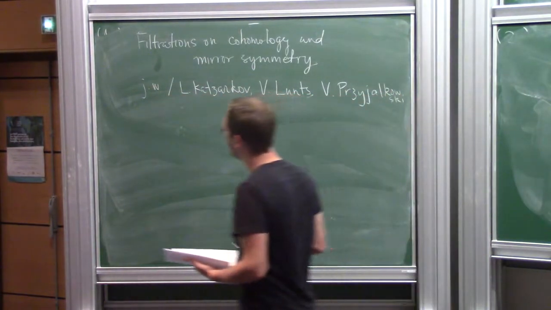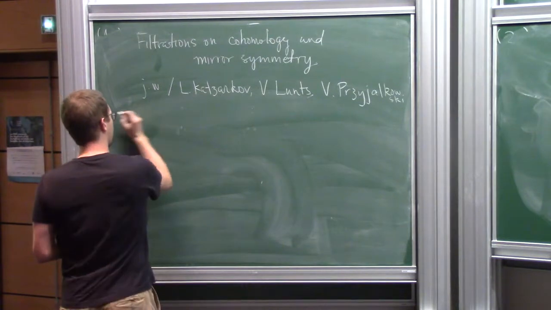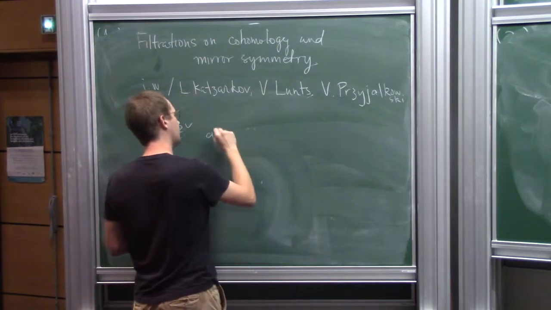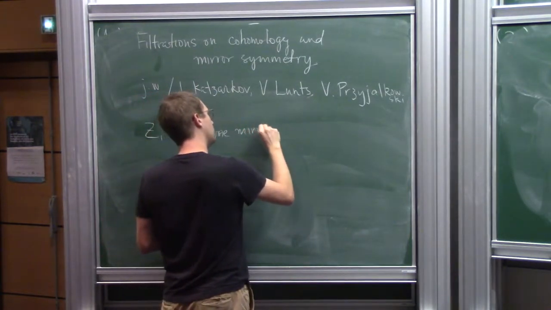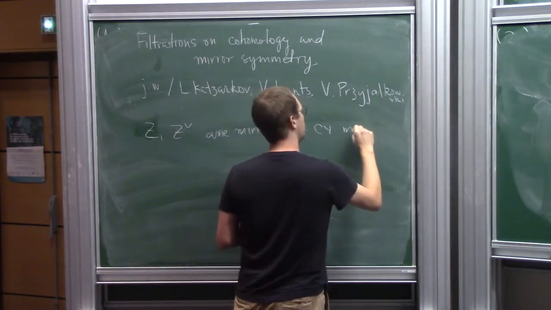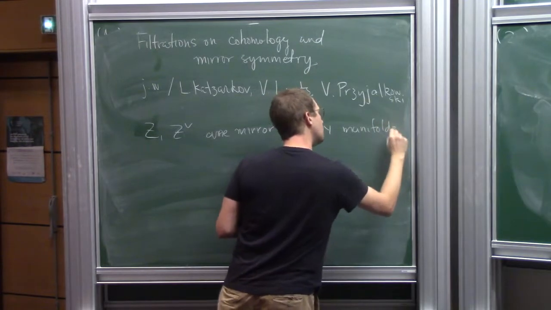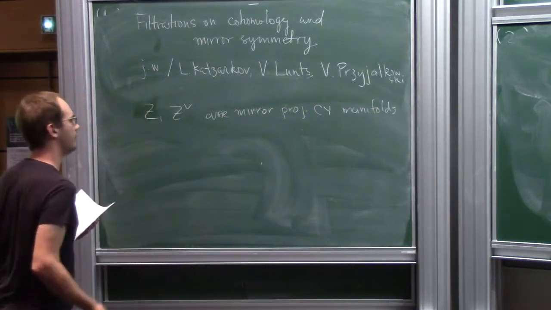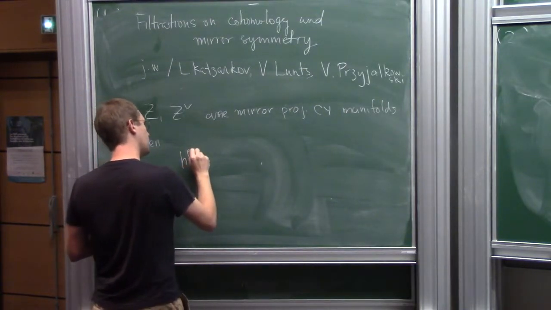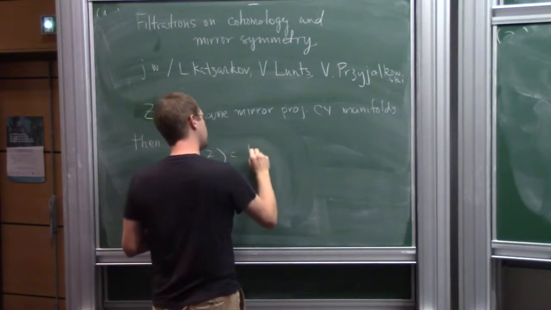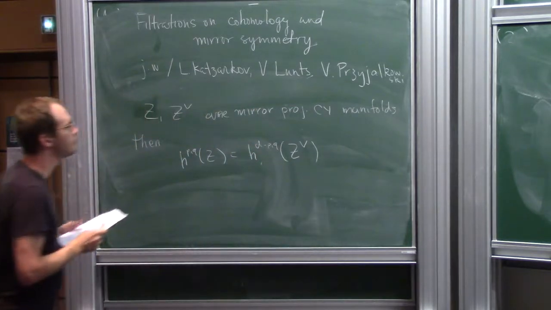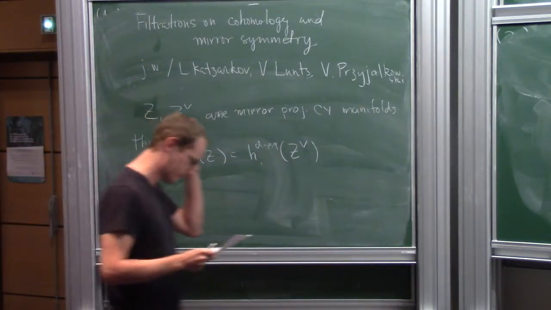If Z and Z check are mirror Calabi-Yau varieties, let's say mirror projective Calabi-Yau smooth manifolds, then one thing you learn very early on is that we expect h^{p,q} of Z is equal to h^{d-p,q} of Z check. This is a very basic expectation of just about every form of mirror symmetry that I know of.